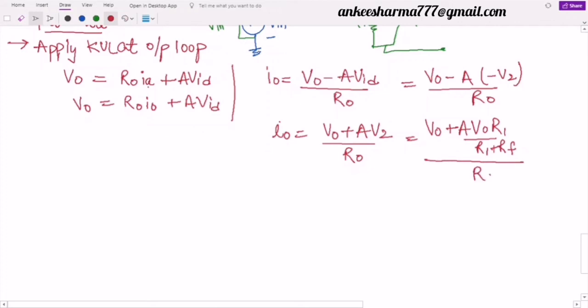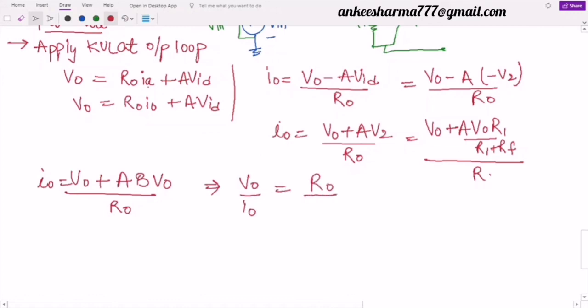Right? So with the help of this, I will get I naught is equal to V naught plus A. If I look here, what is R1 upon R1 plus RF? Can I write it as B? Yes, it is B V naught divided by R. Now take the values of V naught by I naught and get its ratio. So it will be V naught by I naught will come out to be equal to R naught upon 1 plus AB.